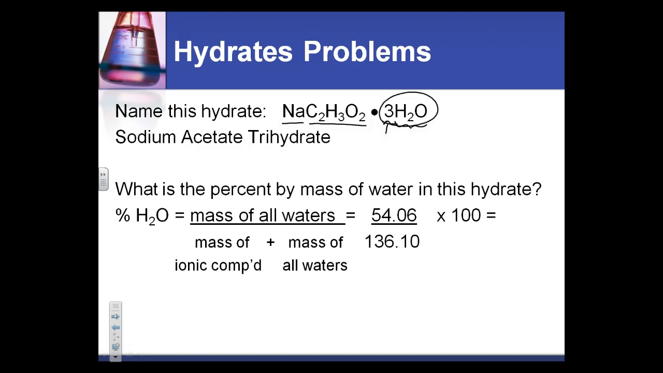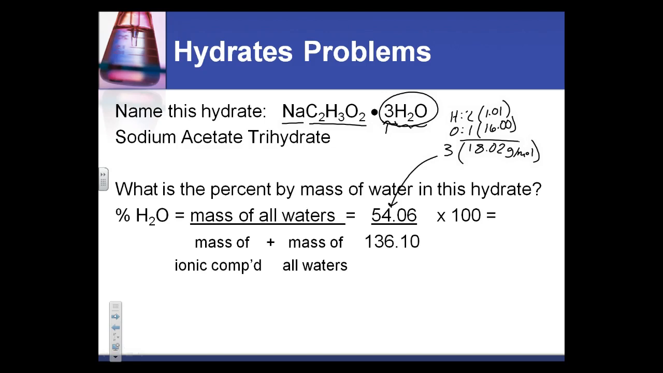The way we find that mass is it's going to be the mass of water, which is 2 hydrogens and 1 oxygen. Each hydrogen from the periodic table is 1.01, and each oxygen is 16. Or you could have just memorized that the molar mass of water is 18.02 grams per mole. And since I have 3 of them, it's going to be 3 times that. And that's how we ended up with this number right here, that 54.